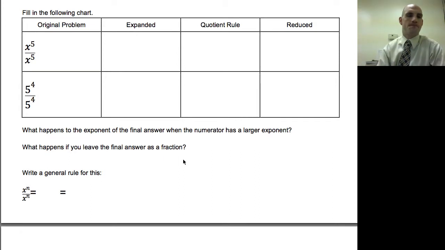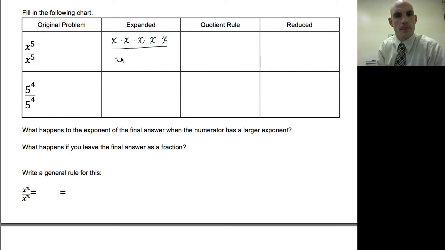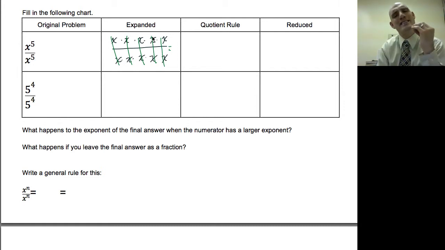Let's look at this chart here. You're going to notice in my original problems I have the same exponent on top as on bottom. And so what I'm going to do is I'm going to expand them. And then I'm going to cross out. And you're going to notice I'm left with nothing. Now it's not nothing. It's not 0. But there's no x's. So that means I have a fraction with the same thing on top as I have on bottom. So that's going to give me 1 over 1 or 1.